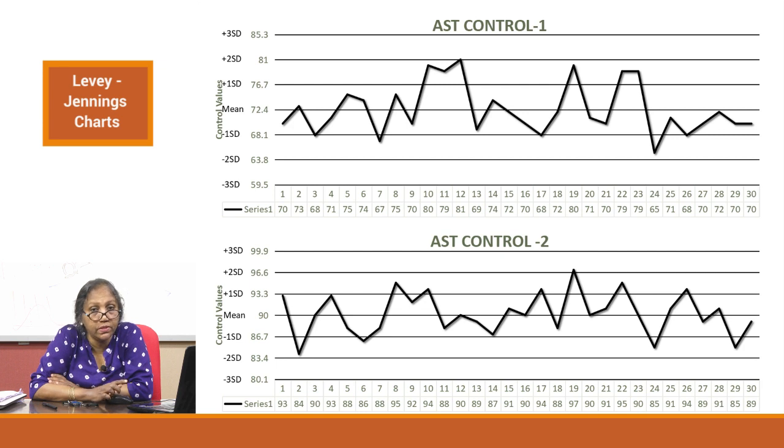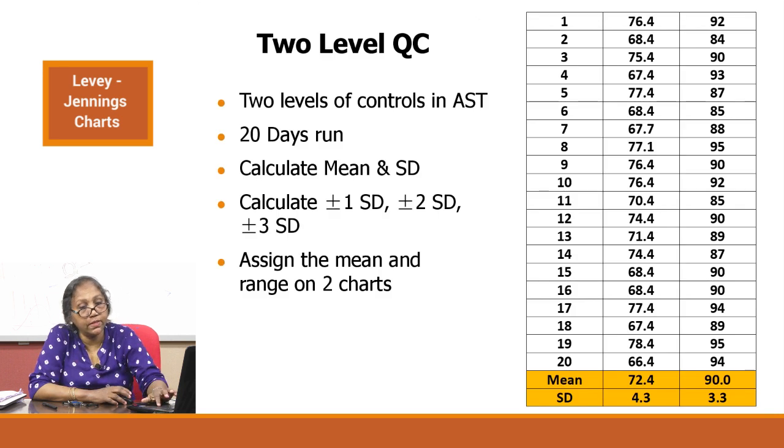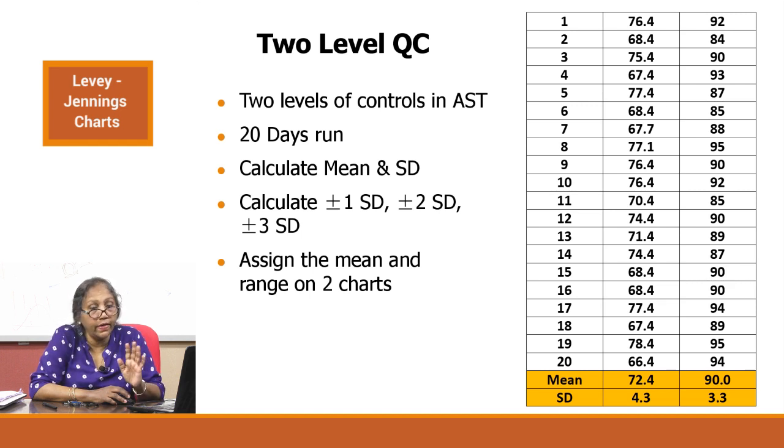So we'll talk about this in the video on how you create the chart, whenever you have a new lot of QC, or whenever you're starting a QC program at all, how you will get started. We'll talk about it in the subsequent videos. A concept that you need to understand here is that you do a minimum of 20 runs, find out the mean, and find out the standard deviation of both levels of controls. If it's a tri-level control, all 3 levels of controls, and then you do a minimum of 20 runs.